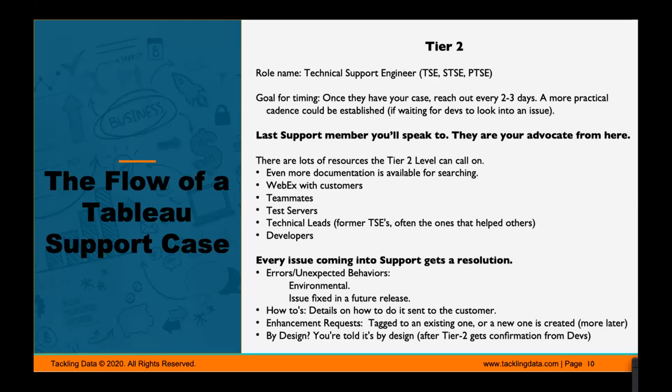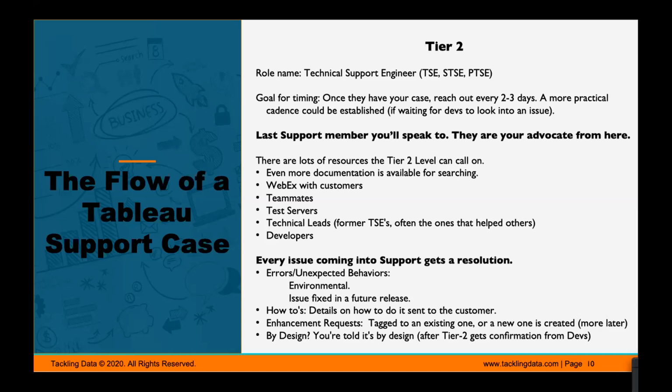So on to tier 2. This is the technical support engineer, also senior or principal tech support engineers. A goal for timing for our level was, after we got a case, reach out to the customer every 2 to 3 days to touch base. And sometimes a more practical cadence would be established, like if we're waiting for the devs to look into an issue. And the tier 2 level is the last member of support you'll speak to. They'll be your advocate from there.